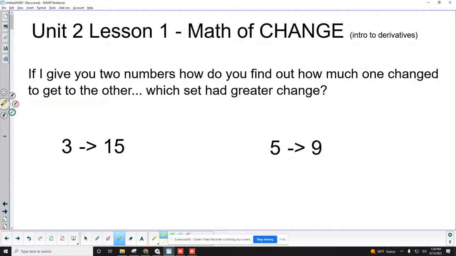We were told in the first lesson, you're about to learn the math of change. Let's get into it. Let's start learning the math of change, and let's answer the question, what the heck is a derivative?